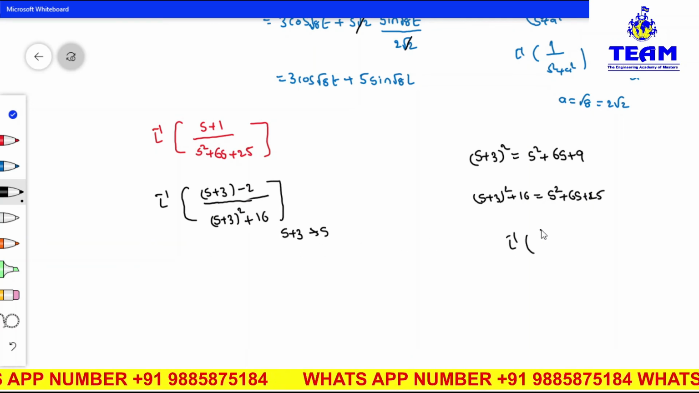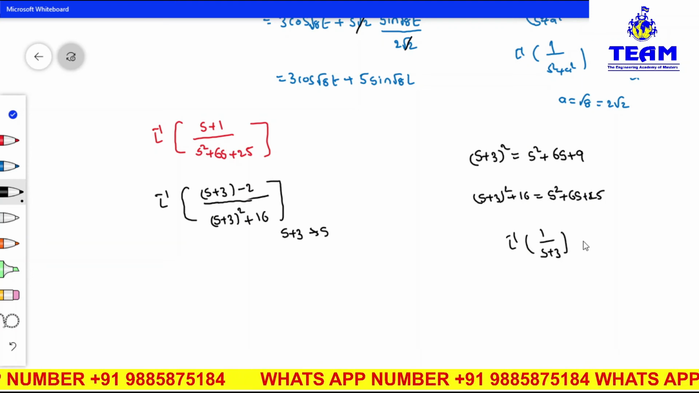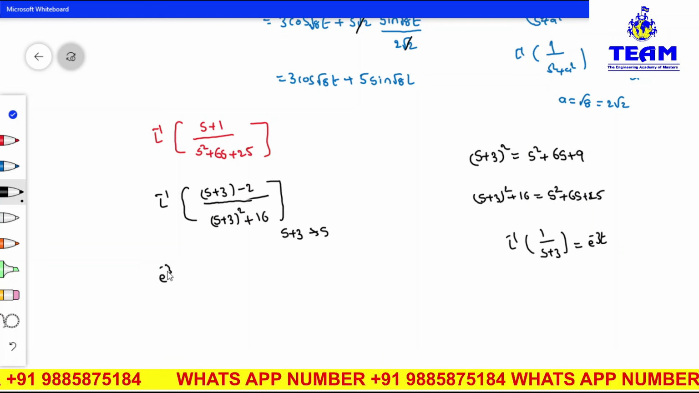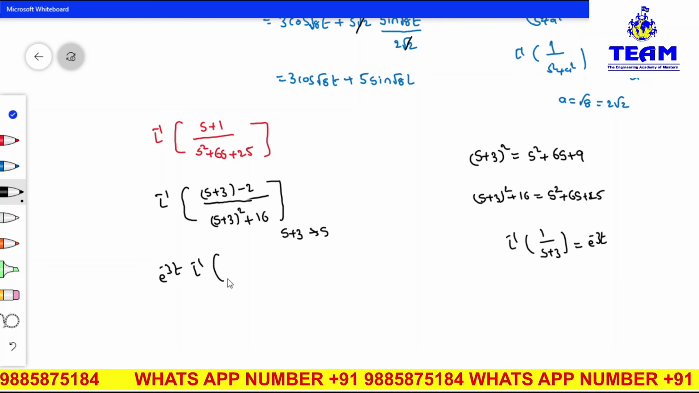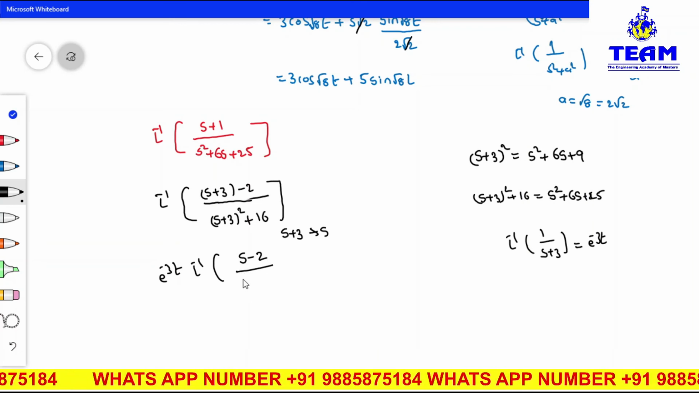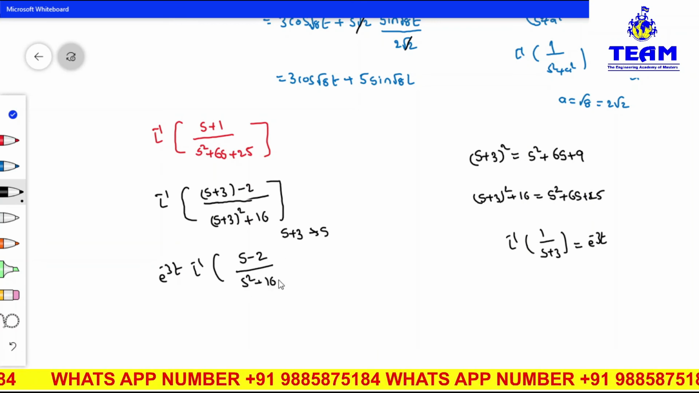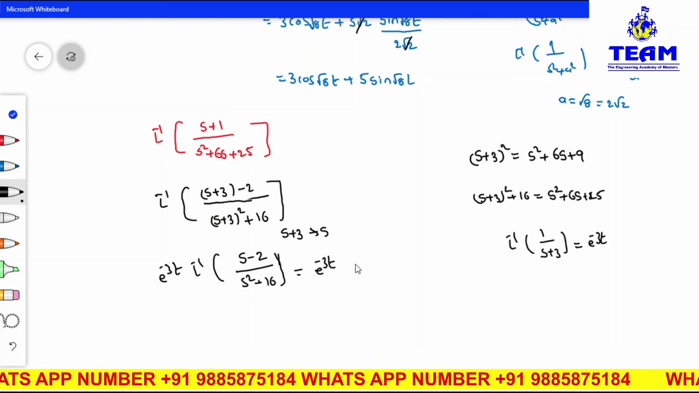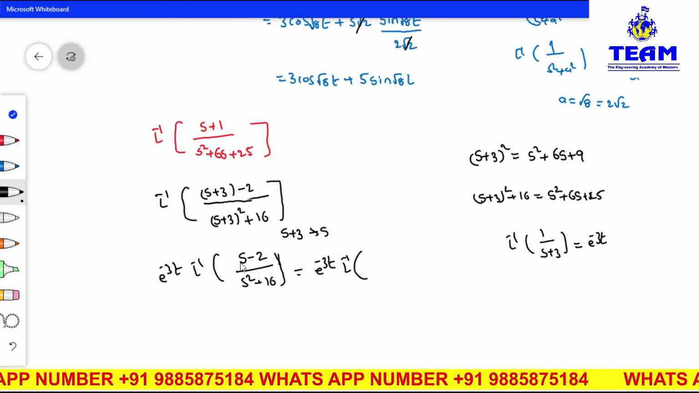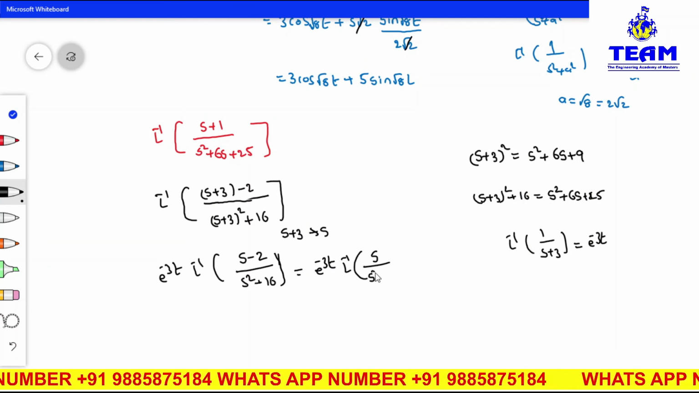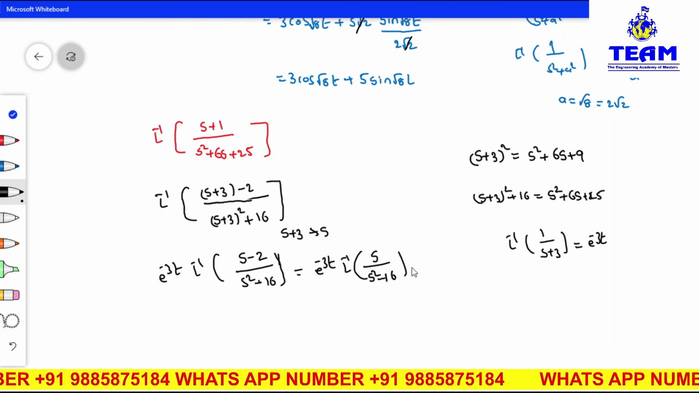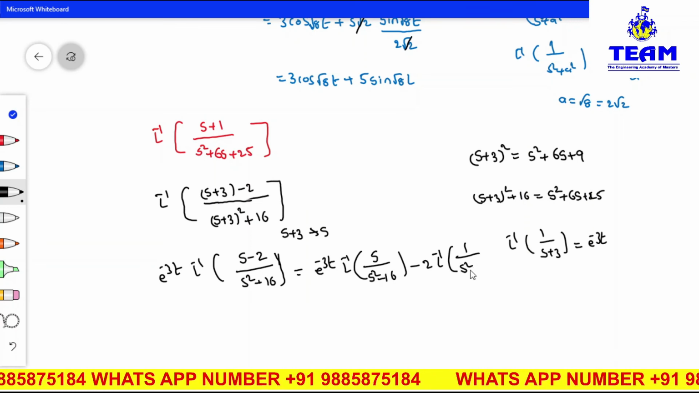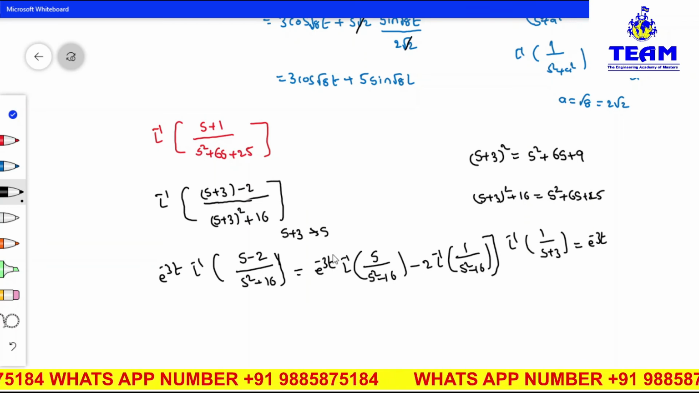Friends, what is L inverse of 1 by s plus 3? We have e to the power of minus 3t. So using the shifting theorem, you will have e power minus 3t into L inverse of s minus 2 by s square plus 16. Now you can apply the linearity property. Then you will have e power minus 3t times L inverse of s by s square plus 16, minus 2, which I am writing outside, L inverse of 1 by s square plus 16. Now give a bracket for both.